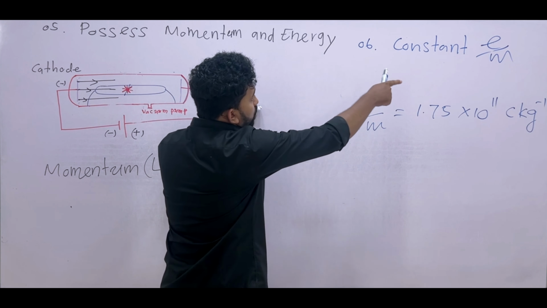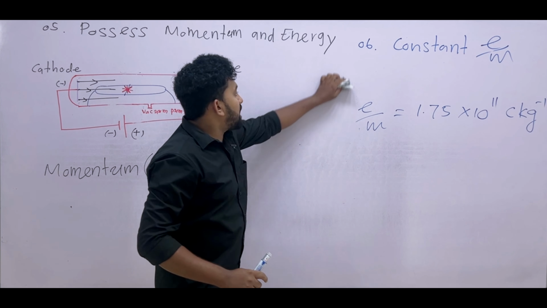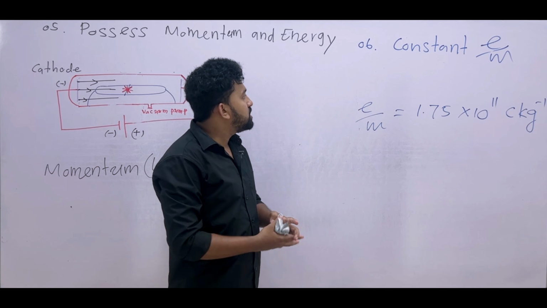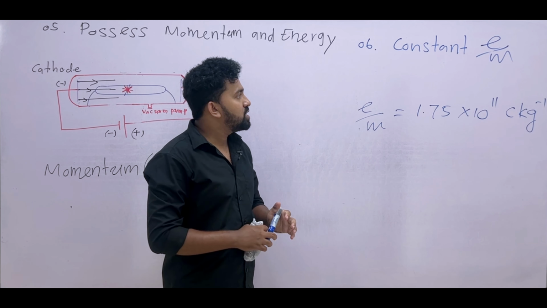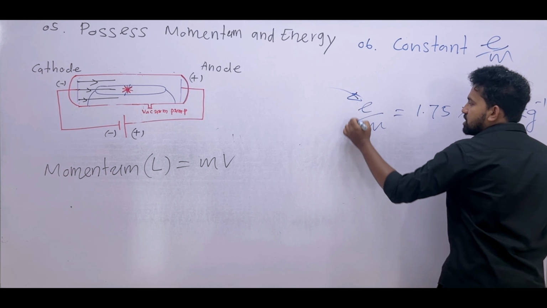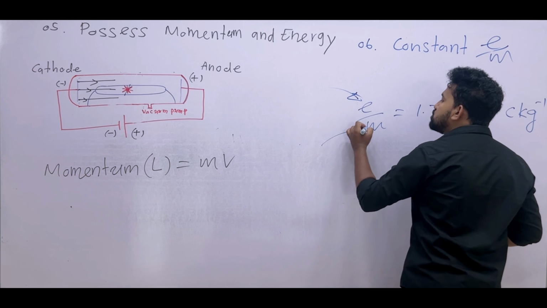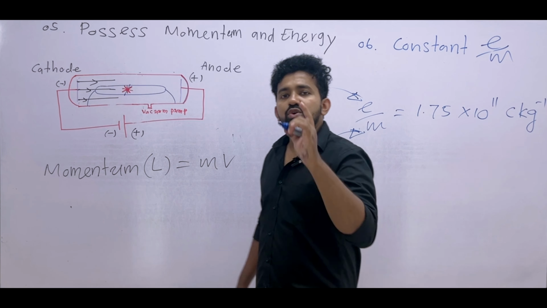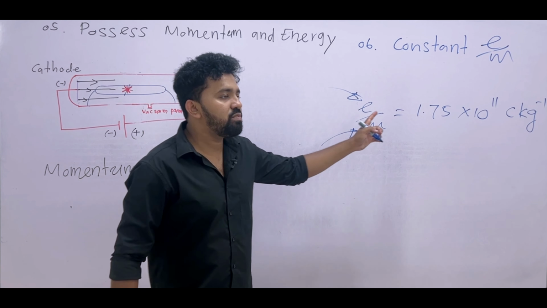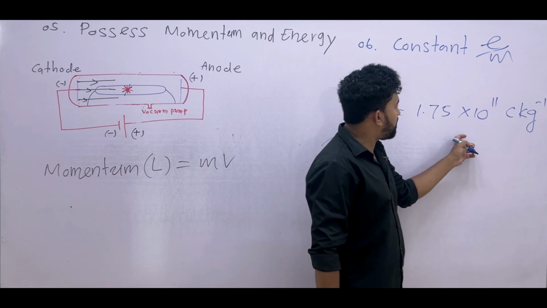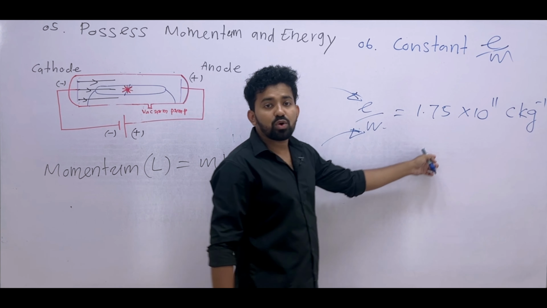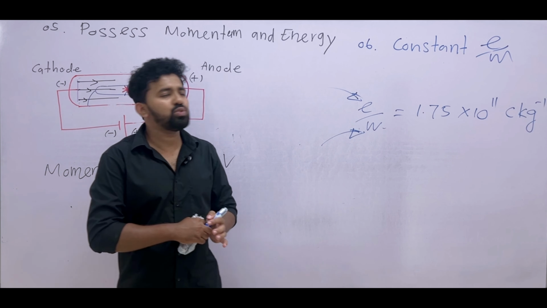And let's move to the constant e over m. Cathode ray has a constant e over m value, charge over mass value. Here e means charge, m means mass. The charge over mass of the cathode ray will always be a constant value, and that value is 1.75 × 10^11 coulomb per kilogram. So this value is a constant.